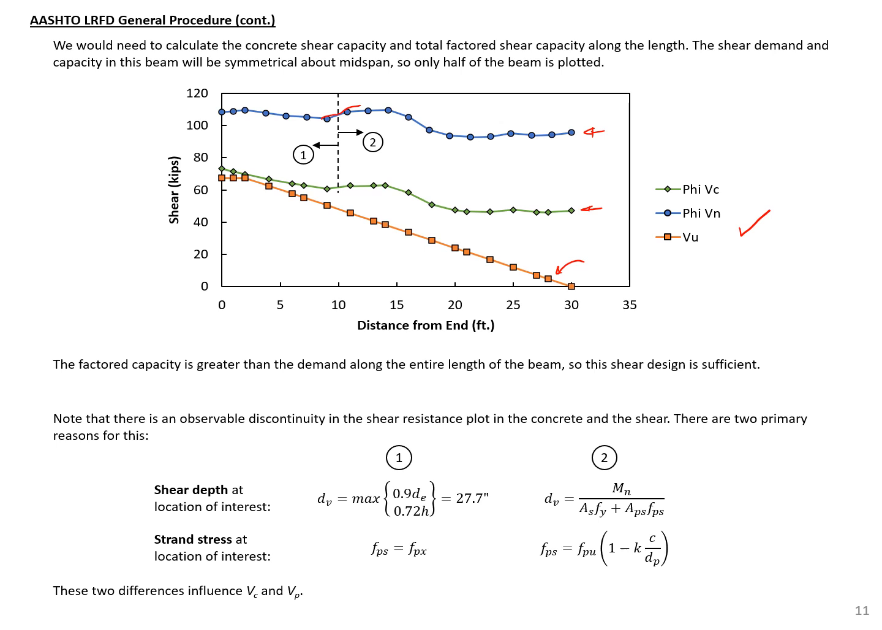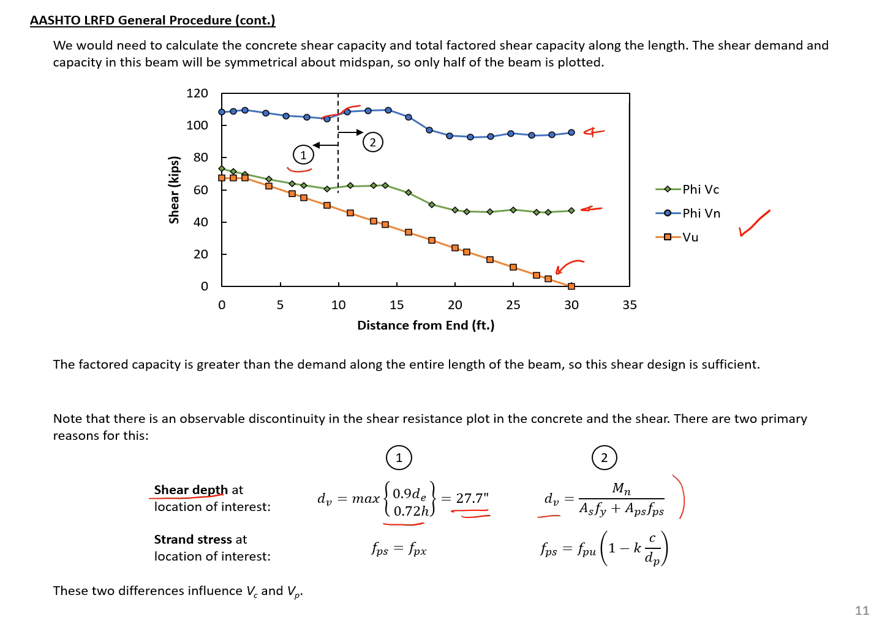And this is mainly because at this point we have a change in our shear depth. So on the left side in this region 1, our shear depth is controlled by the maximum of these two. So it's equal to 27.2. Where on the right side, our harp strands fall below this and lead to our dV being equal to the actual distance between our compression and tensile forces.